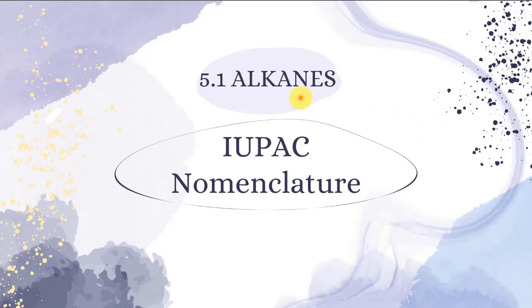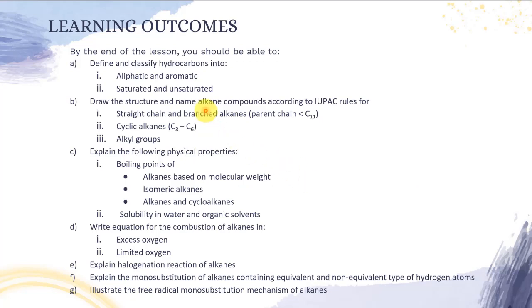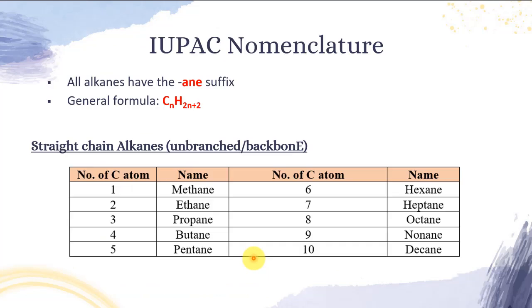First of all, let's look at chapter 5.1, alkanes. The naming of alkanes is called IUPAC nomenclature. This is the naming of an alkane. By the end of the lesson, this is the learning outcome for you to check your understanding.